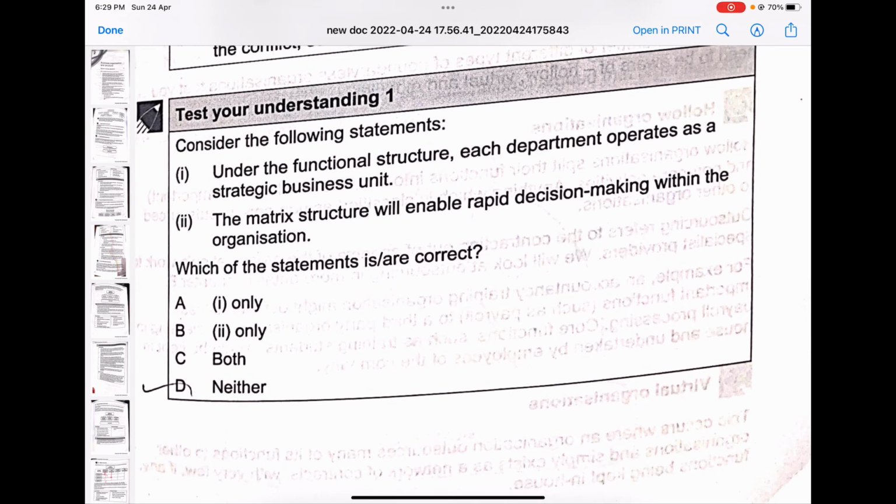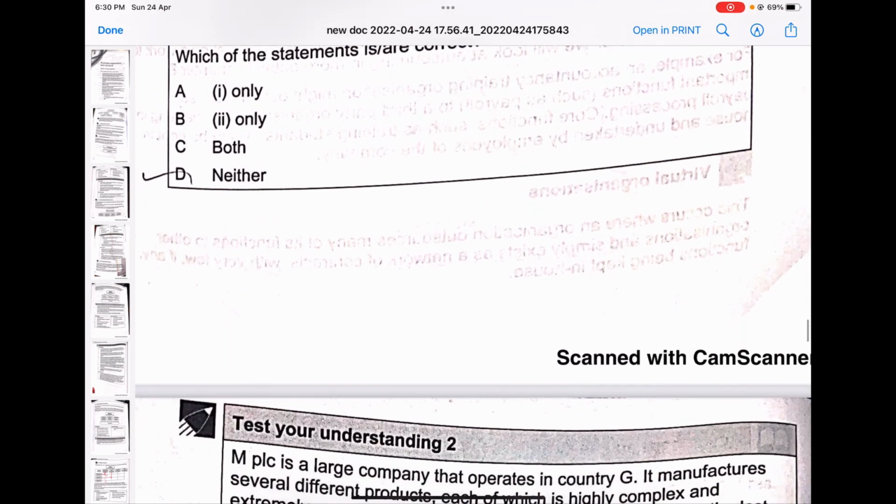Test your understanding. Question 1. Please try to solve it by yourself and then see the answer. Consider the following statements. Under the functional structure, each department operates as a strategic business unit. No, it's not under the functional structure. It is under the product structure, the divisional structure. Then we have: the matrix structure will enable rapid decision making. That is not true. We just saw that it has dual command and time consuming meetings since two departments are responsible. So option D, neither.